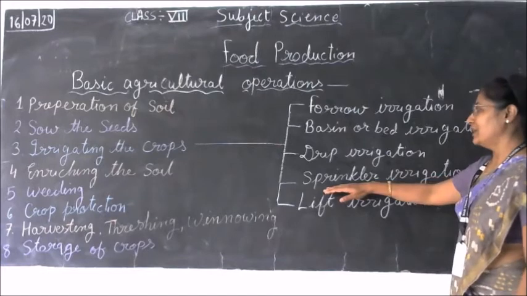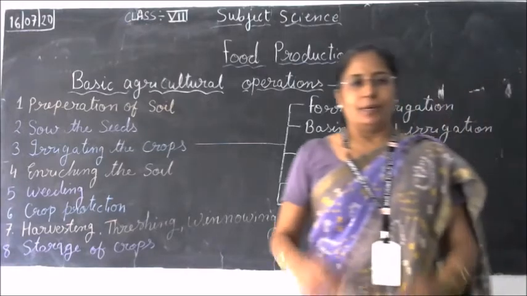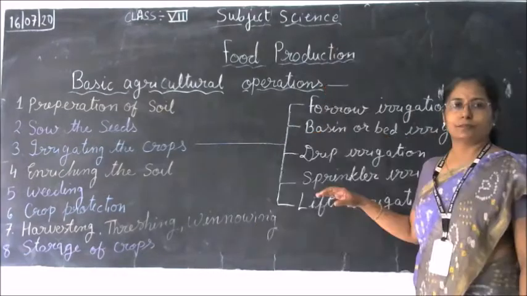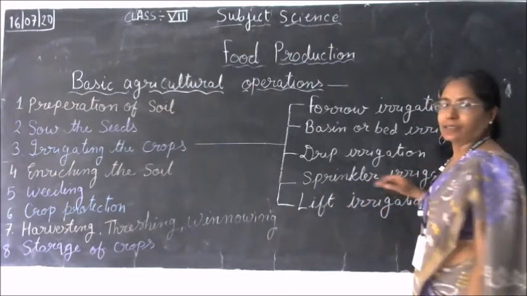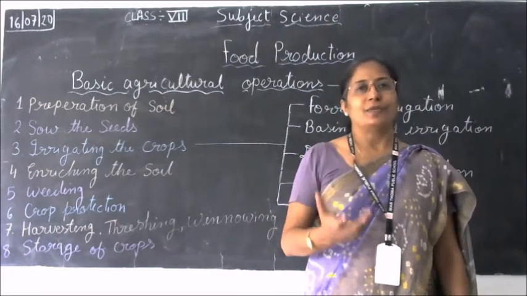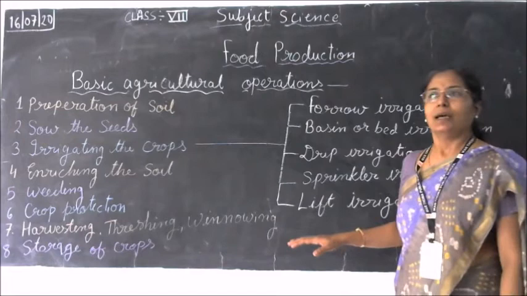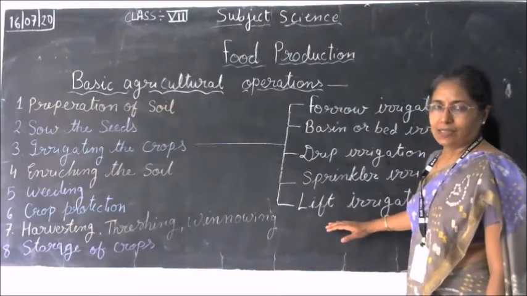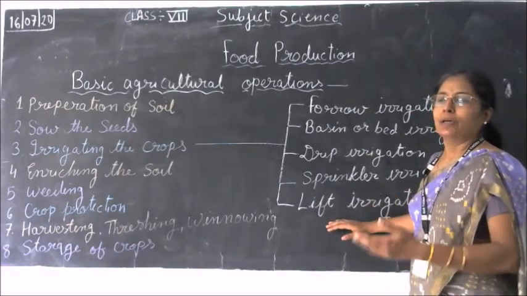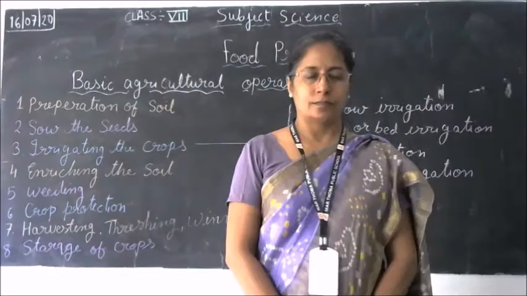Fourth type of irrigation is sprinkler irrigation. It means the water is given to the plants by spraying, like artificial rain. And the last one is lift irrigation. This kind of irrigation is famous in our villages. Farmers lift the water from tube wells, ponds, rivers by adopting many kinds of techniques.